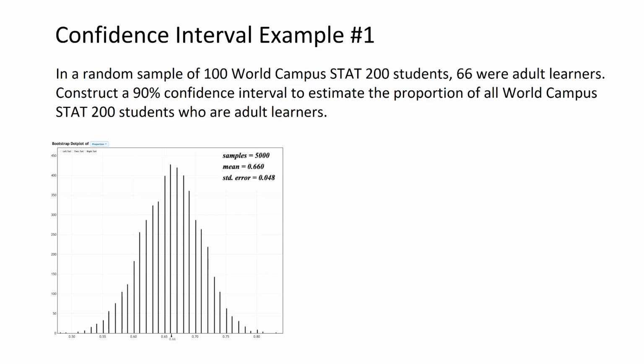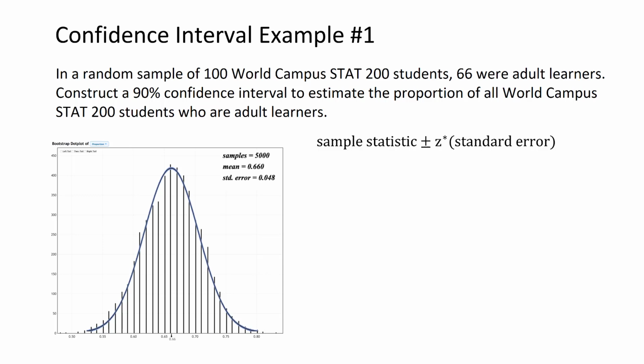In a random sample of 100 World Campus Stat 200 students, 66 were adult learners. Construct a 90% confidence interval to estimate the proportion of all World Campus Stat 200 students who are adult learners. StatKey was used to construct a bootstrap sampling distribution. This distribution is approximately normal, so we can use the general form of a confidence interval here.